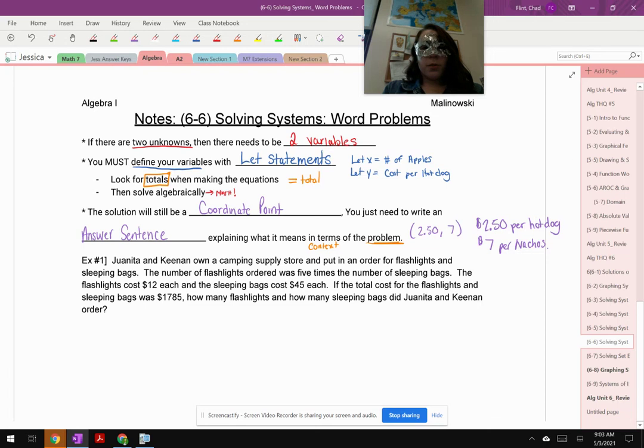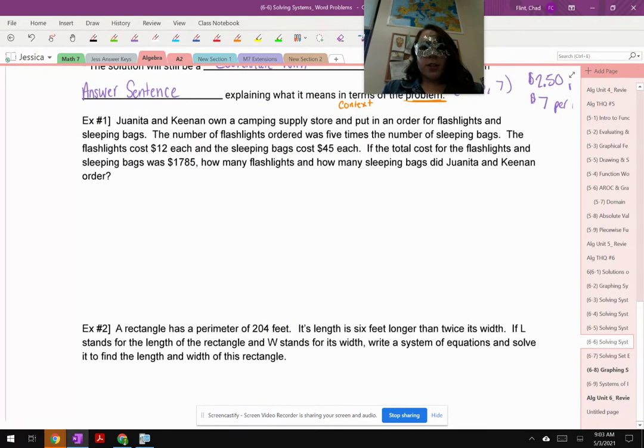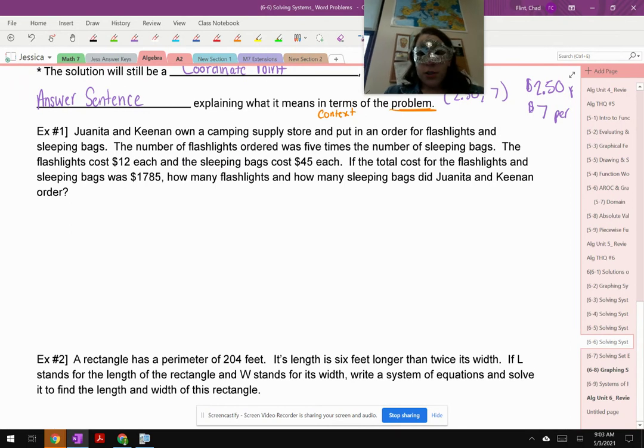Right, example number 1 here in lesson 6-6. Juanita and Keenan own a camping supply store and put in an order for flashlights and sleeping bags. The number of flashlights ordered was 5 times the number of sleeping bags. The flashlights cost $12 each and the sleeping bags cost $45 each. If the total cost for the flashlights and sleeping bags was $1,785, how many flashlights and how many sleeping bags did Juanita and Keenan order?